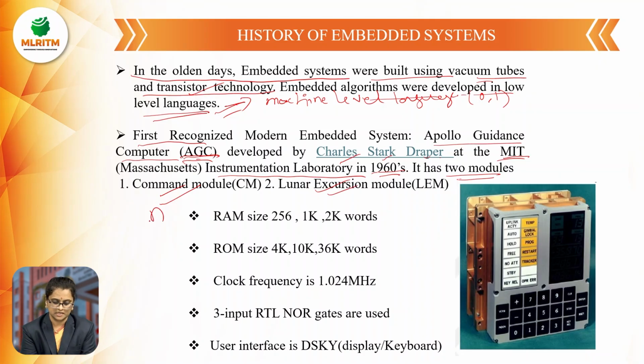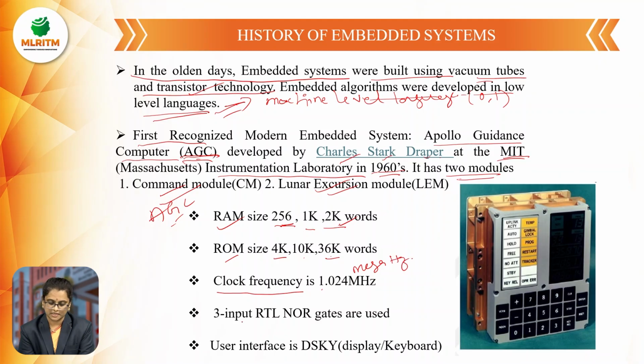This AGC has a RAM size of 256 words, 1K words and 2K words. The RAM size is 256 to 2K words. Then the ROM size is 4K words to 36K words, meaning 4K to 36K word size. And then the clock frequency is 1.024 megahertz.